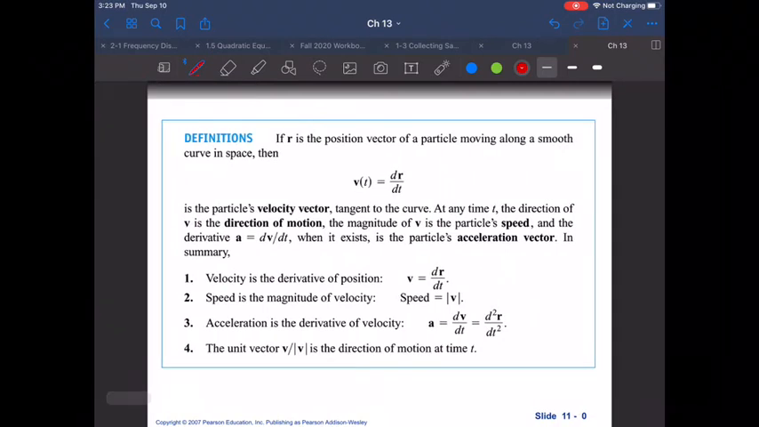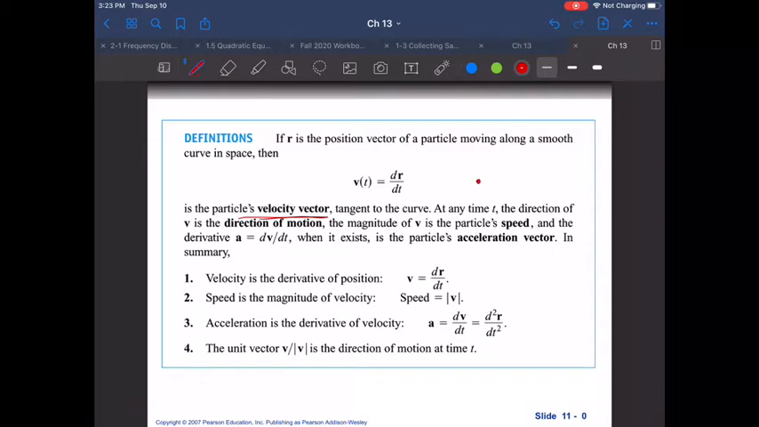So let's do another definition here. If r is the position vector of a particle moving along a smooth curve in space, then v is called the velocity vector, the rate of change, the derivative dr/dt. We call that the particle's velocity vector, and it is tangent to the curve at any time t. The direction of v is the direction of motion, so as you increase t, v will point toward where you would be moving along the curve.